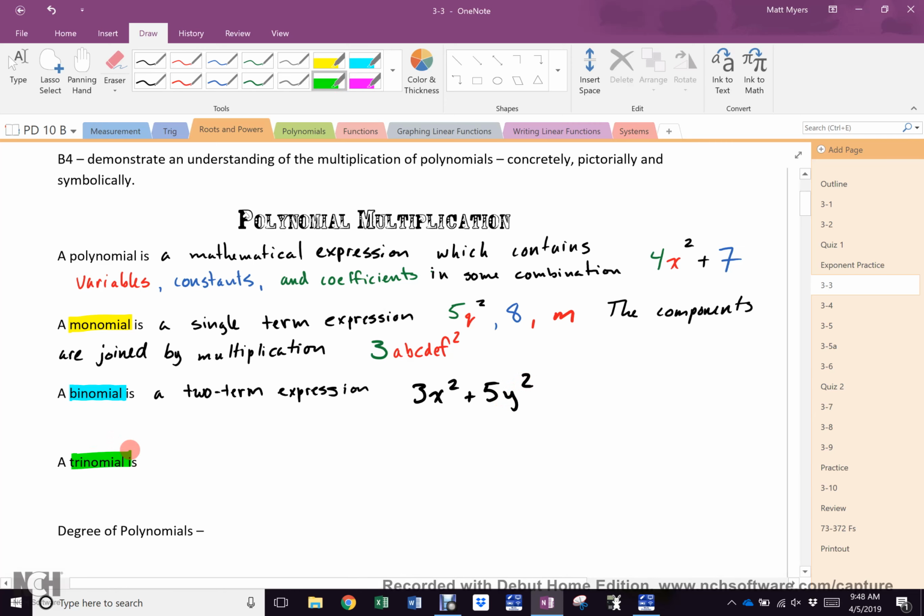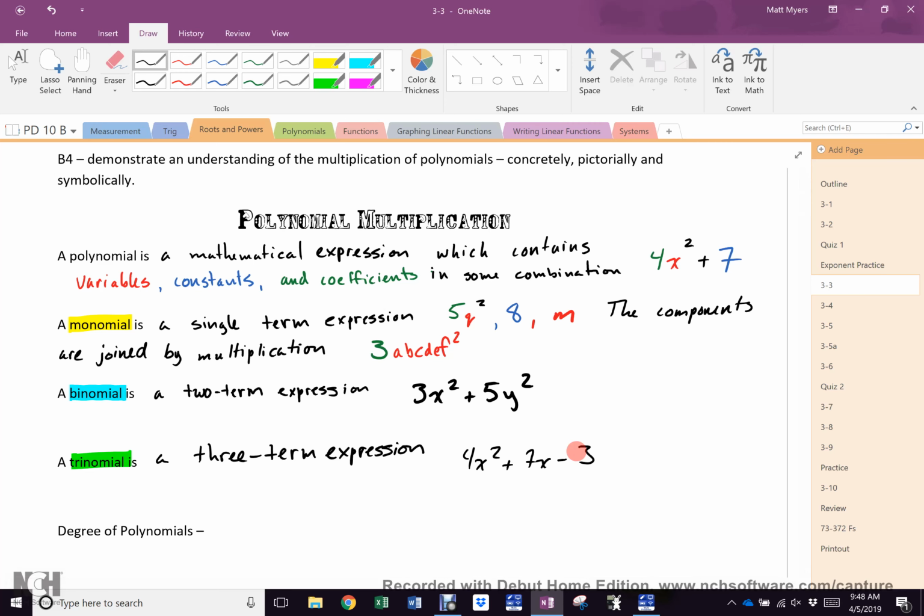Obviously, what's a trinomial? A three-term expression. 4x squared plus 7x minus 3. Easy peasy lemon squeezy, right?